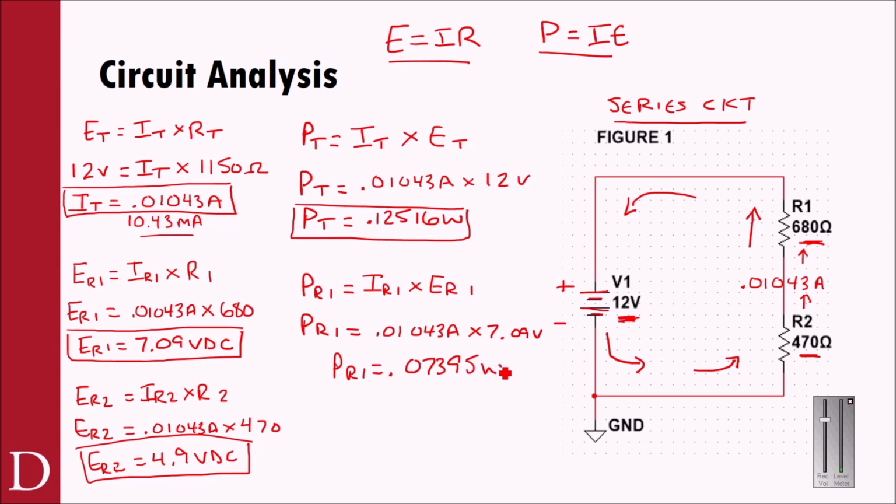PR1 equals 0.07395 watts. And the biggest thing you'll screw up on the test, make sure when you're dealing with E, we're talking volts, I, we're talking amps, R, we're talking ohms, and then P, we're talking watts. So I is always in amps, E is always in volts, P is always in watts, resistance, R is in ohms. So that's important. So hopefully there will be at least 4 or 5 points on your midterm related to a series circuit. So be ready for that.